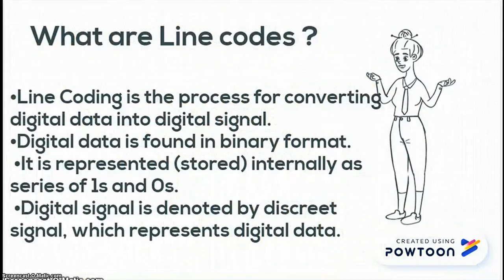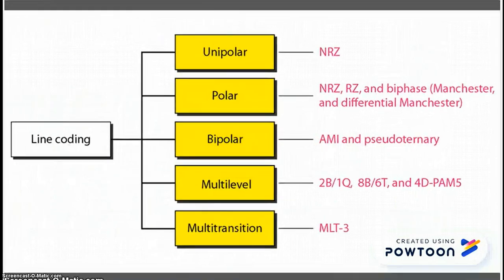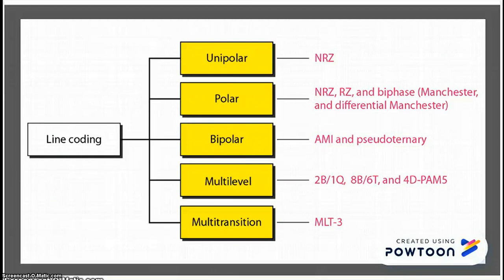What are line codes? Line coding is the process for converting digital data into digital signal. Digital data is found in binary form. It is represented internally as series of ones and zeros. Digital signal is denoted by pixel signal, which represents digital data. There are 5 kinds of line coding systems, that is unipolar, polar, bipolar, multilevel and multi-condition, from which we are going to study about unipolar NRZ, polar NRZ, RZ, Manchester and differential Manchester, bipolar AMI and pseudo-ternary.